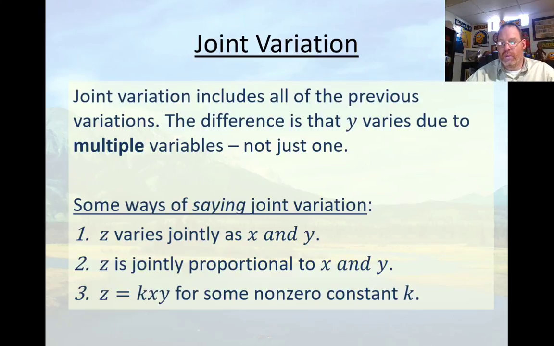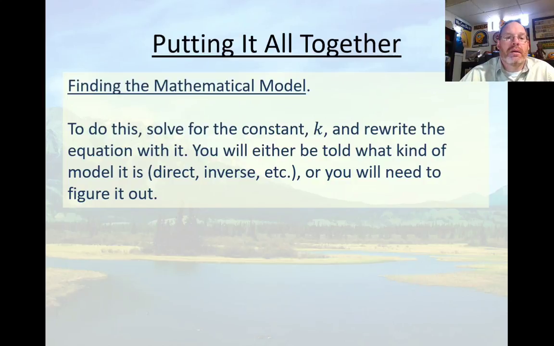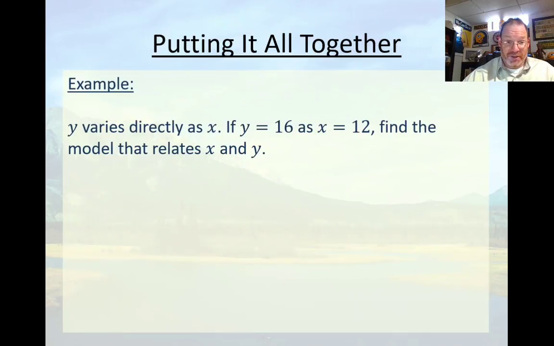So what does this all mean? How do we put this all together? Well, we're going to be described a particular model, direct, a power of x or n, inverse or joint, and we're going to come up with an equation that relates the two variables. So in other words, to get the ultimate equation, we need to figure out what that constant of variation, k, is.